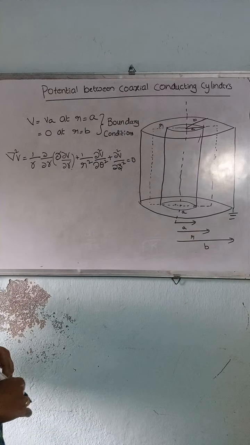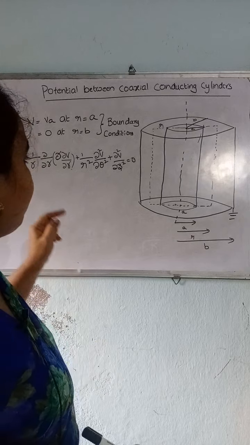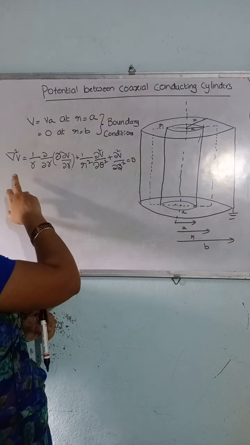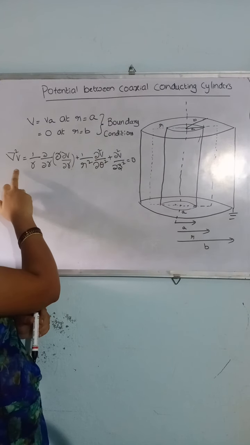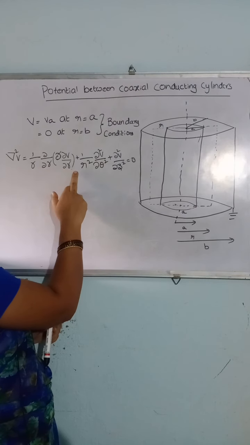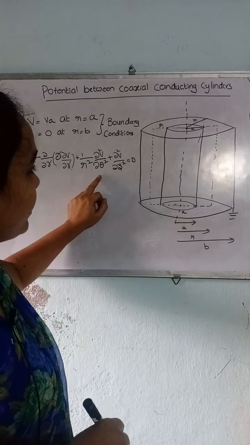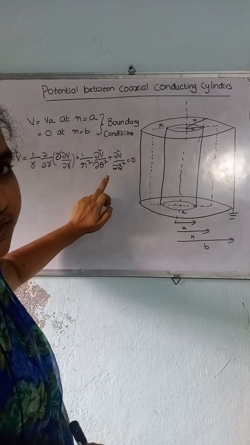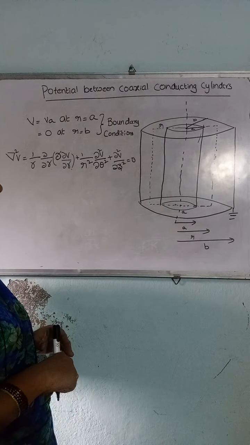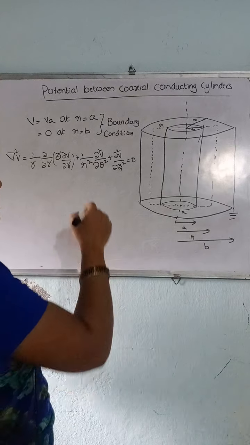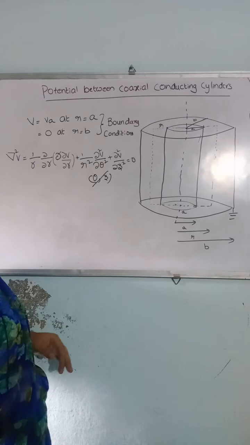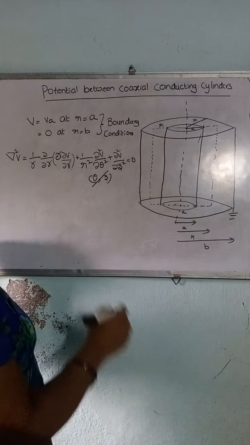In order to solve this, we take the Laplace equation in cylindrical coordinates. In cylindrical coordinates, the Laplace equation is del square V equal to 1 by R, dou by dou R, R into dou V by dou R, plus 1 by R square, dou square V by dou theta square, plus dou square V by dou Z square, equal to 0. In order to know the potential, we take R only. So the theta and Z terms are constant here. We should not concentrate on the second and third terms. We take the first term.